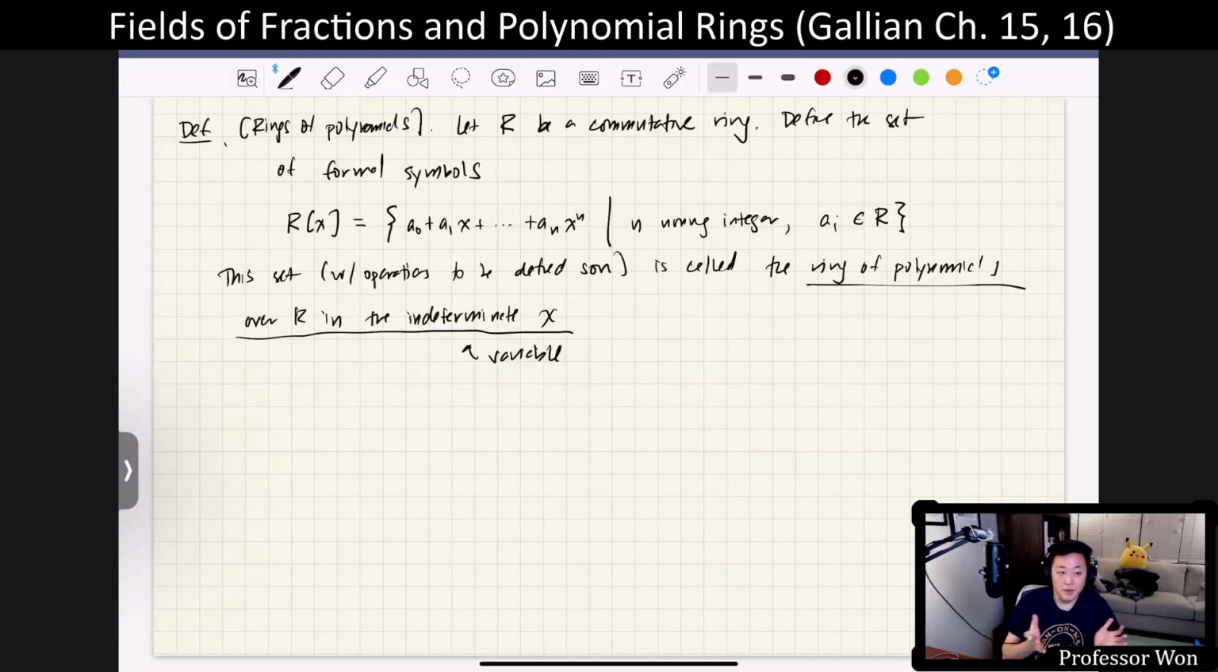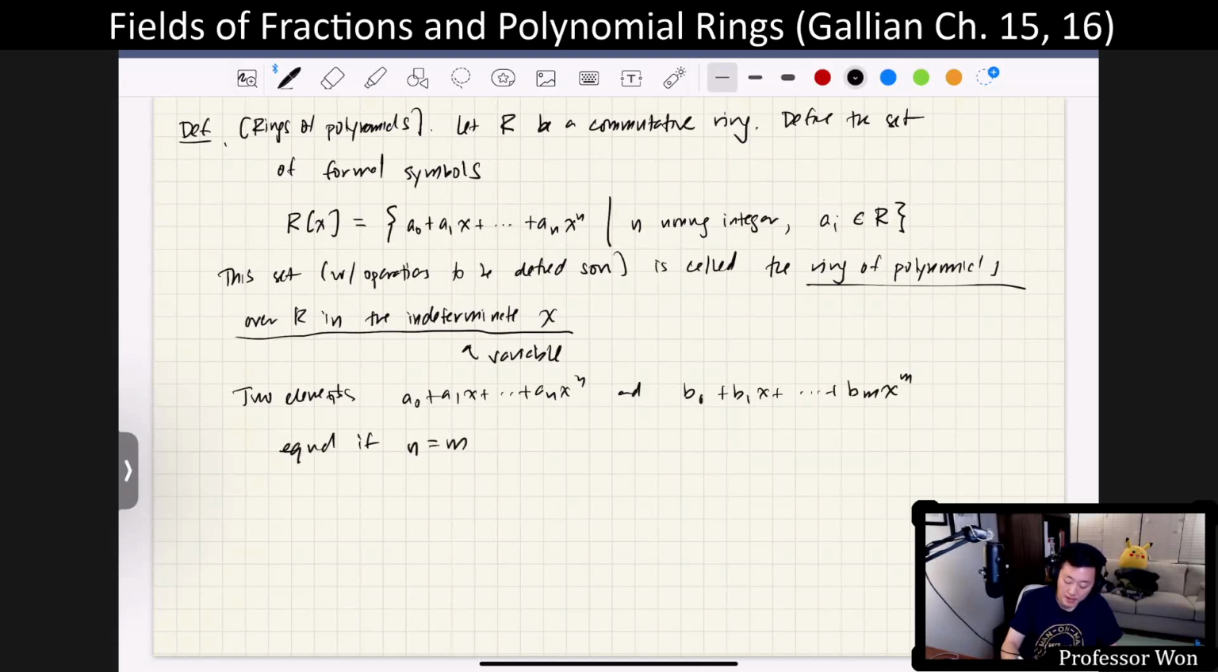We should say when are two of these formal symbols equal. What do two elements look like? One element looks like a0 plus a1x plus dot dot dot plus an x to the n. And another element looks like b0 plus b1x plus dot dot dot plus bm x to the m. Might be a different m. These are equal if, first of all, n is equal to m and ai equals bi for all of the i's.